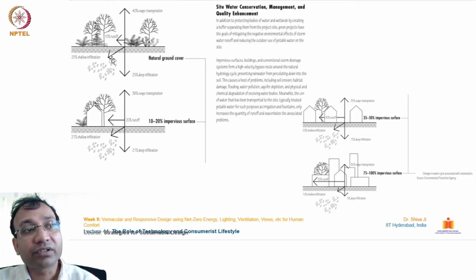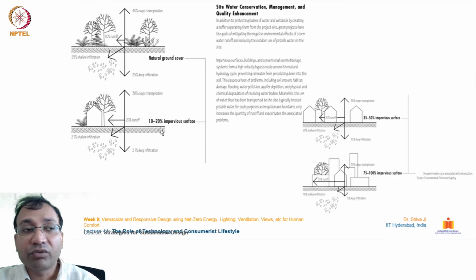You can see in these illustrations, here with 25% shallow infiltration, and 40% goes in transpiration through the plants and the overall surface. 10% water goes as runoff in this condition, when there is ample vegetation. It's a natural ground cover.